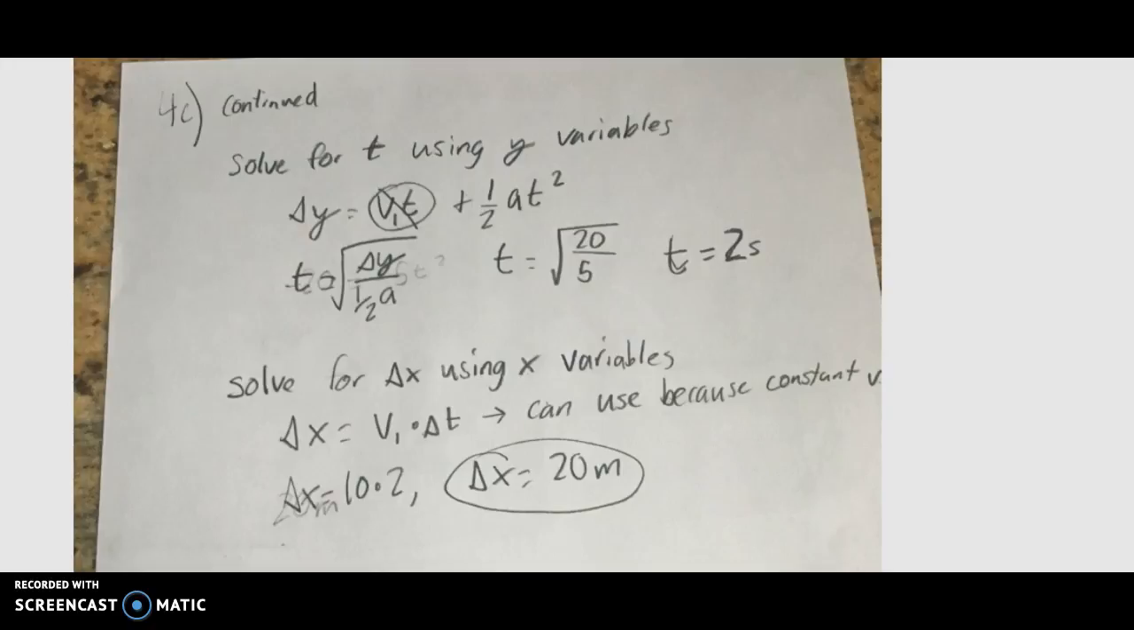So we've done A, B, and C in 4. We've done 1, 2, 3, and 4. I think that is all the problems we have.